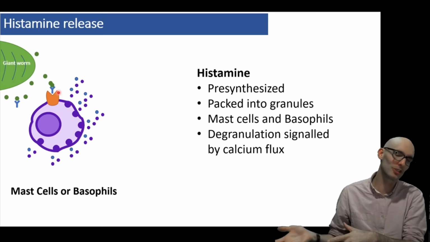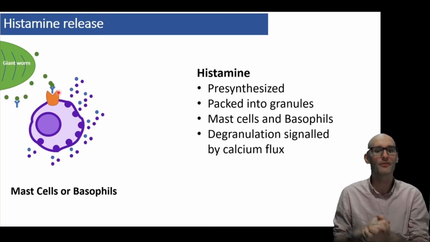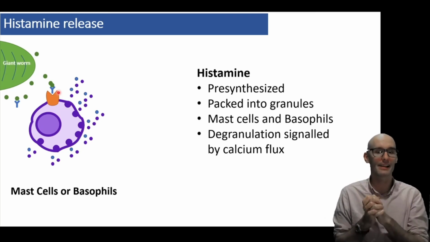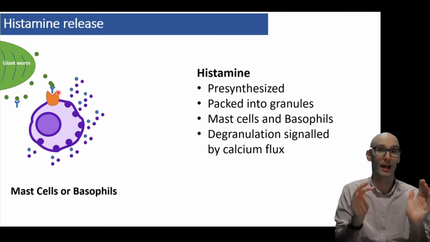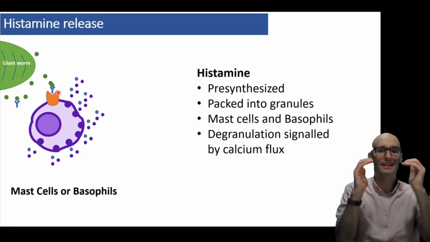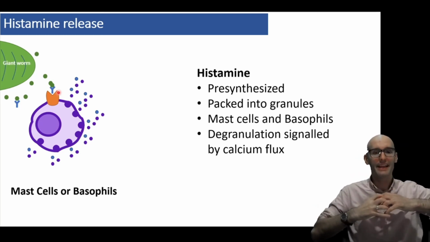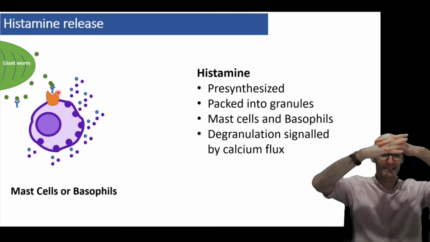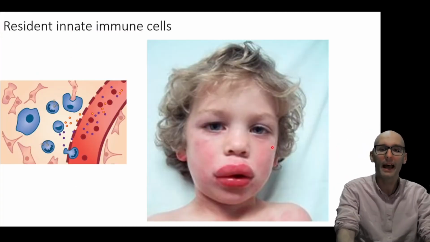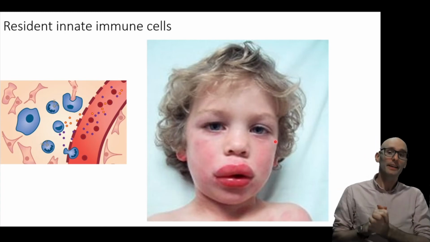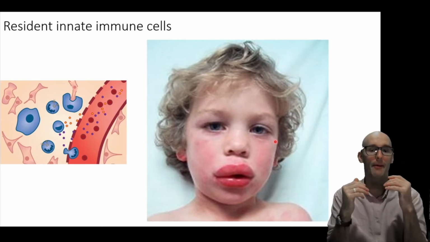So muscle contraction is signaled by calcium flux. Neuronal signaling, very important parts of that are signaled by calcium flux, and degranulation is signaled by calcium influx. So you create a pore in that membrane, calcium floods in, that tells the granules to fuse to the outer cell membrane and release their contents. Now, this histamine response is a major cause of allergy responses.